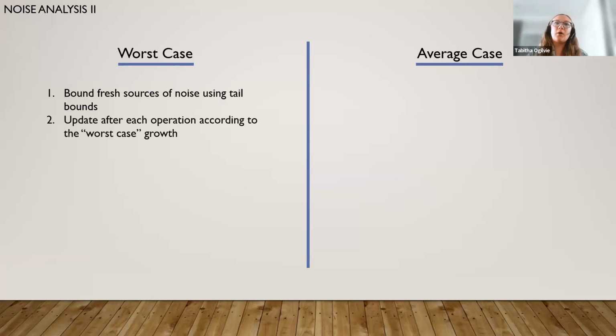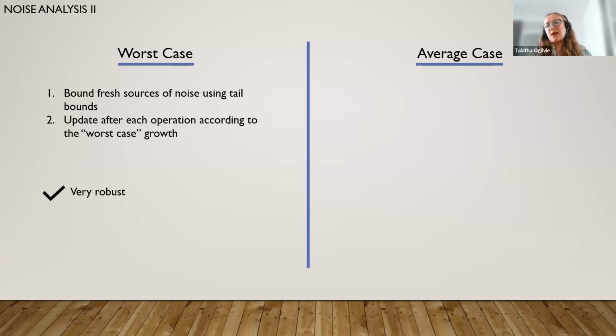And then when you've bounded all those fresh sources, you update after each operation according to the worst case growth. So if you're adding 2 ciphertexts, then the noise adds. So you would say, if I know this noise is less than or equal to bound 1, and this one is less than or equal to bound 2, I know the noise after addition is definitely going to be less than or equal to bound 1 plus bound 2.